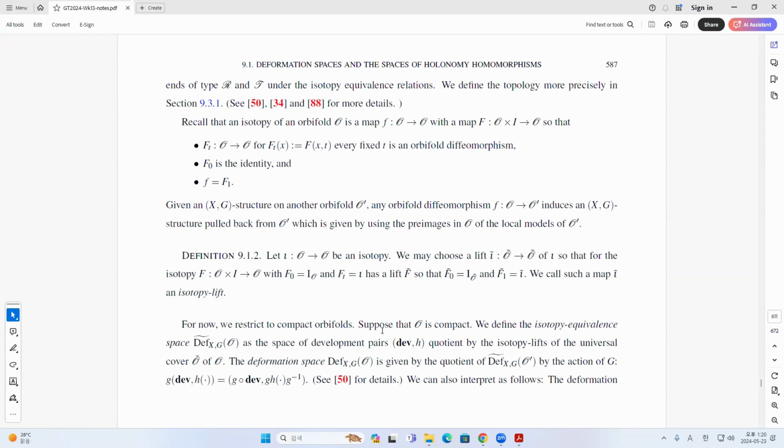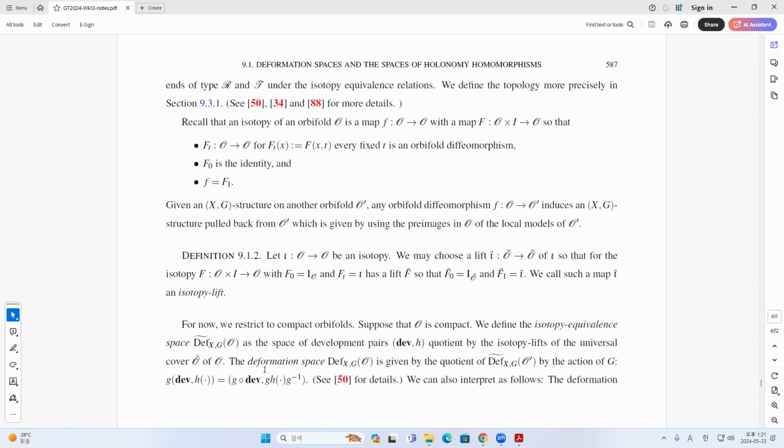So if you consider just a compact orbifold, then we can define the isotopy equivalence relation as a space of developing pairs quotient by the isotopy lift of the universal cover, and the deformation space is given as this quotient of this by the action of G. So this G will act on the left, and this H by conjugation. So essentially, that will determine H.